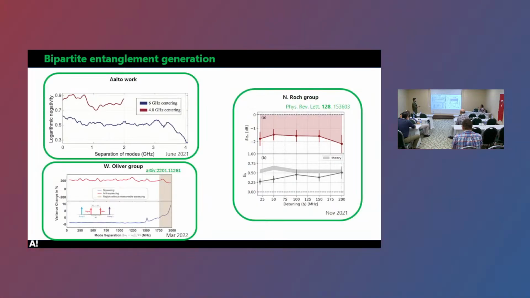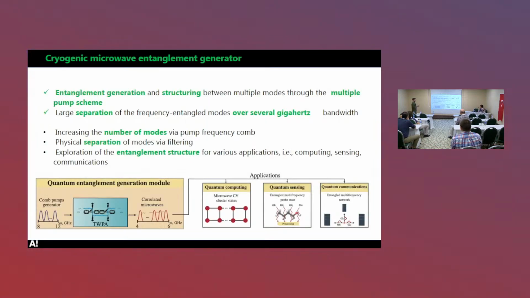And then several works appeared. One work, for instance, the beautiful work from Nicolas Roch group, who is the next speaker. They also observed the 400 megahertz separation between two modes in a also traveling wave parametric system. And the experiment was a slightly different configuration done in the MIT group, Will Oliver group, when they also observed about 2 gigahertz separation, which is also huge. So this device, I verified it to basically utilized as an entanglement generator.